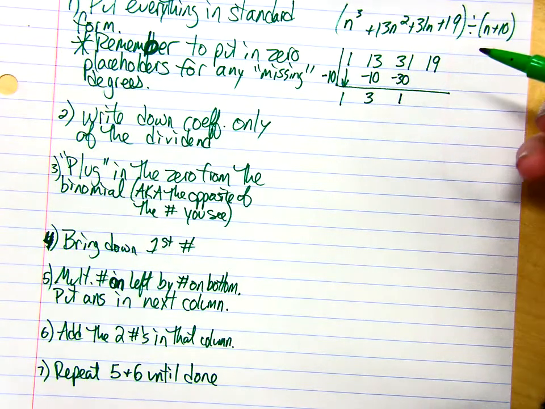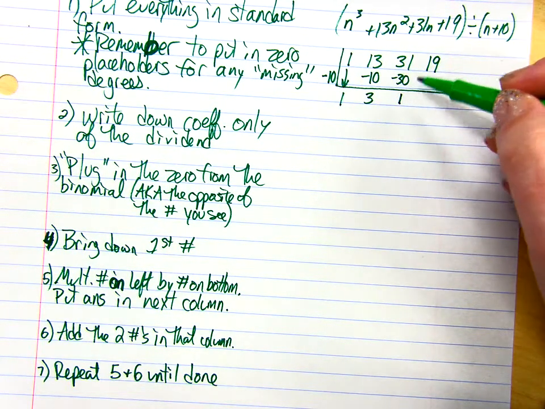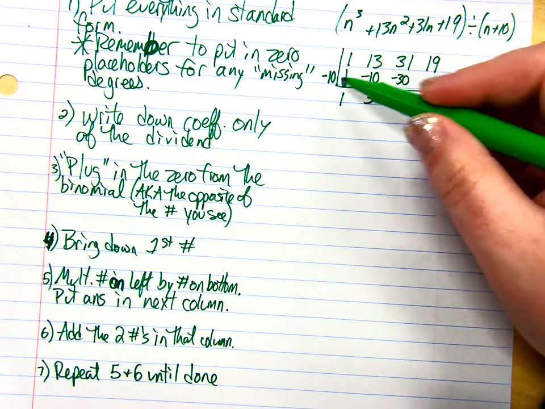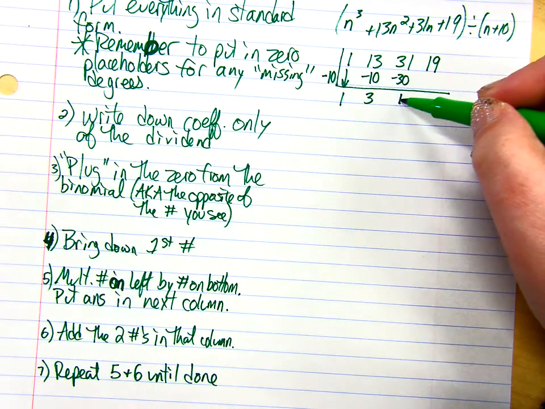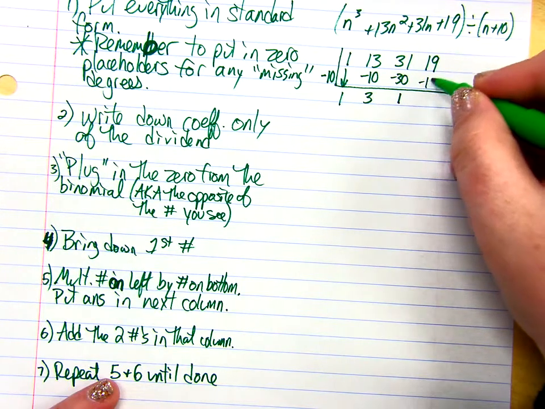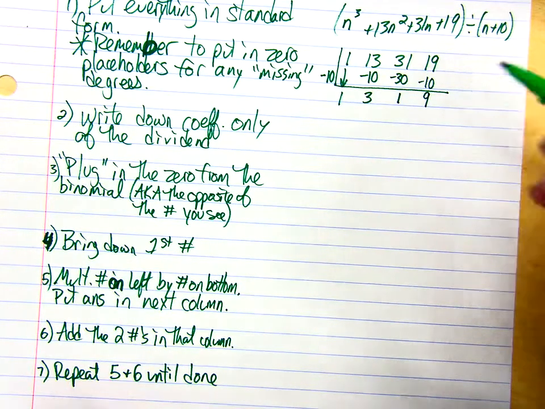Yeah, and it's really fast once you do them. I mean, obviously this one's taking us a long time, but they get really fast. So I've got a 1, and then I just do it one more time. -10 times 1 is -10. Add, I get a +9.